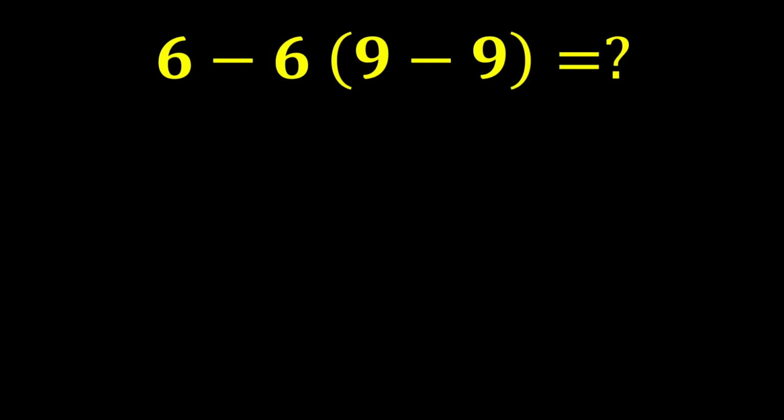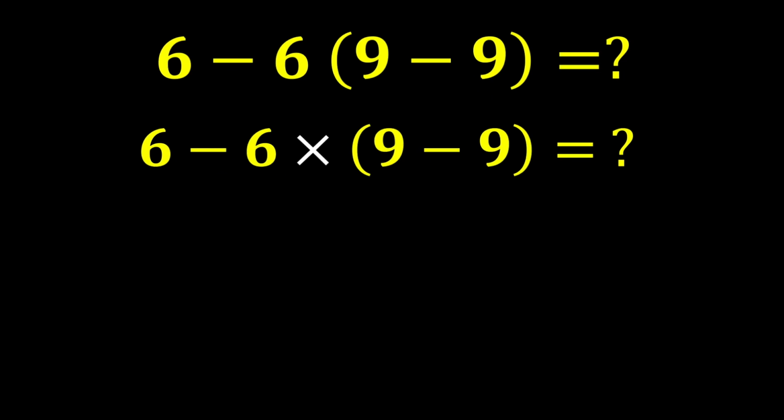6 minus 6 times (9 minus 9). In this expression, there is one subtraction, one multiplication, and one parentheses. Inside the parentheses, there is a subtraction, the multiplication is written here. In mathematics, when a number is placed next to parentheses, it means that the number is multiplied by whatever is inside the parentheses. However, for simplicity, the multiplication sign is usually not written.